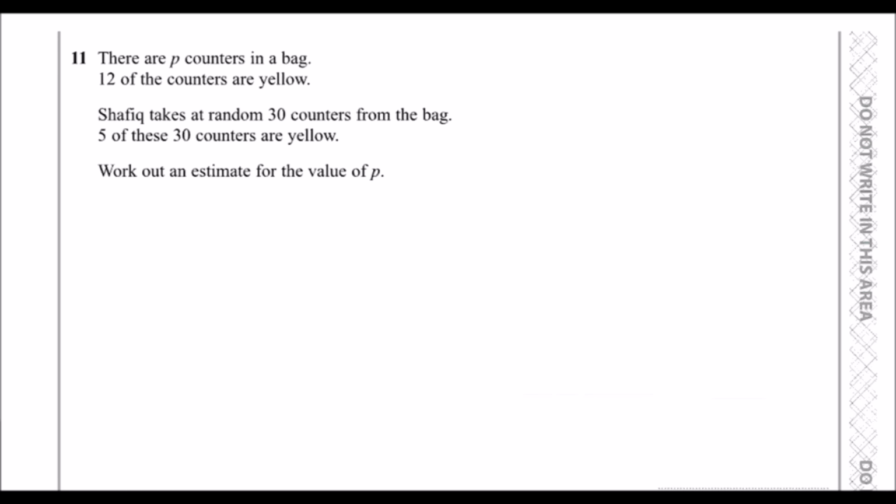Question 11. There are P counters in a bag. 12 are yellow. Shafiq takes at random 30 counters from the bag. 5 of these are yellow. Work out an estimate for the value of P. So we've got a capture-recapture question. 12 out of P are yellow, and 5 out of 30 are yellow. So these are equivalent fractions. 12 over P is equal to 5 over 30.